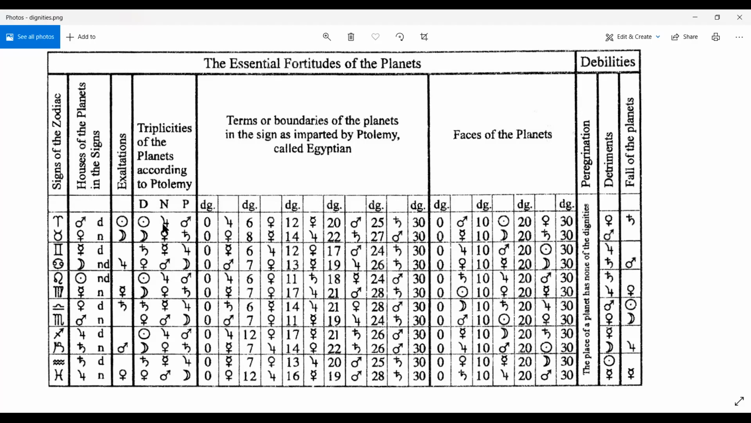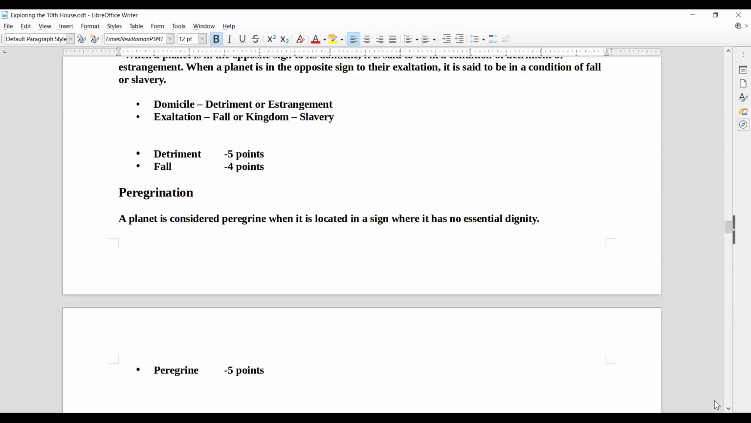I just want to show you also then what peregrine would look like. My moon is at 27 degrees of Aries, all right? The moon owns no terms, and the moon does not own any of these faces. That means my moon is 100% peregrine. So that is the definition of peregrine: when a planet is in a sign in which it has no dignity at all. So that's peregrine, and that's important because everybody has peregrine planets.